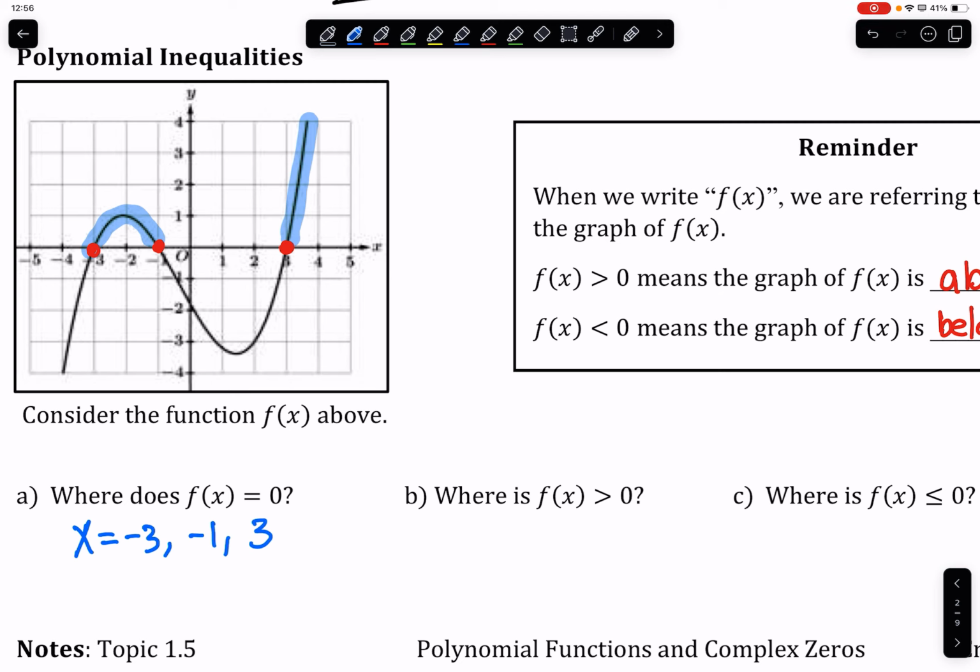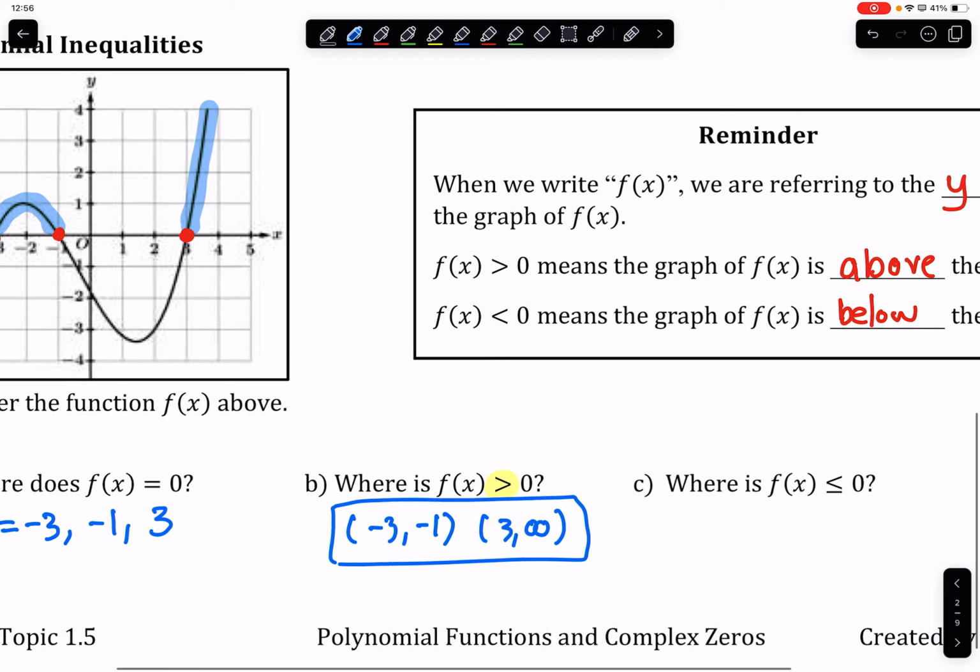So the interval where our function is above the x-axis is from negative 3 to negative 1. And this is going to be exclusive. We're going to exclude the endpoints of negative 3 and negative 1 because we only want it to be strictly greater than, as indicated right here. So we're going to use our parentheses. And from positive 3 to positive infinity. So this is where our function is above the x-axis.